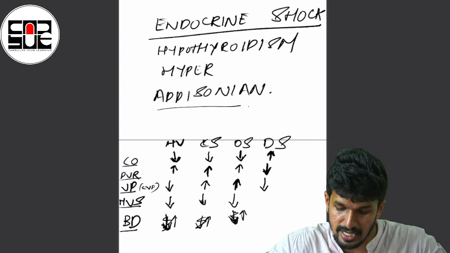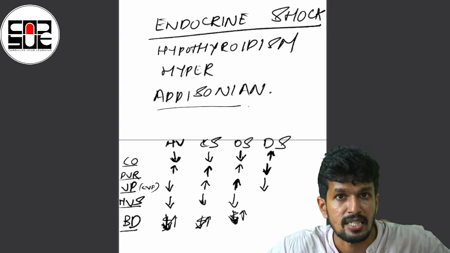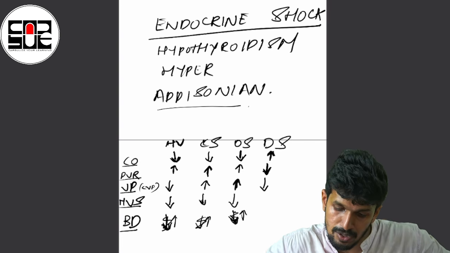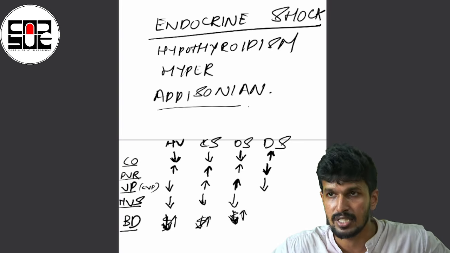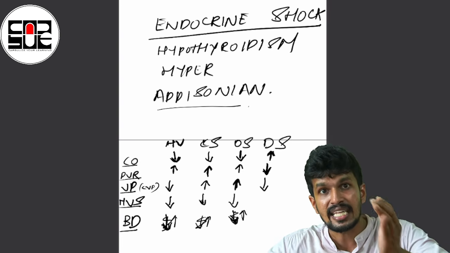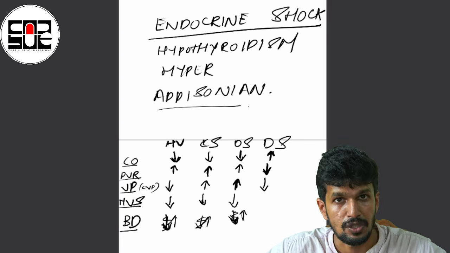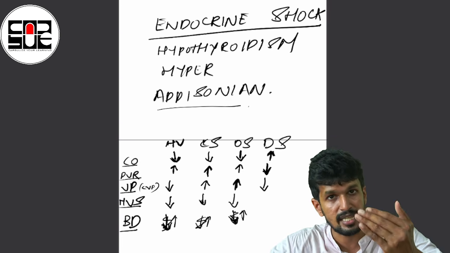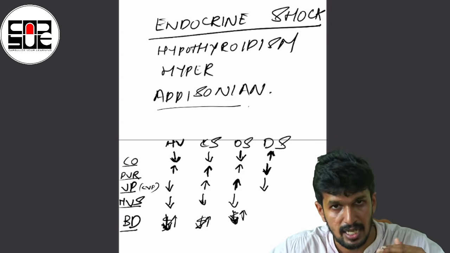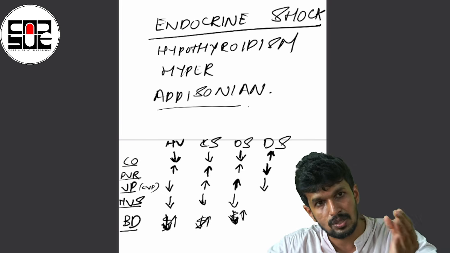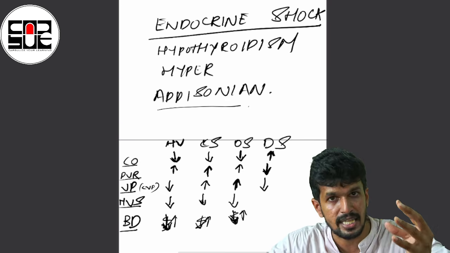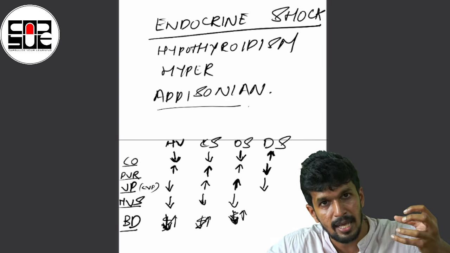Mixed venous saturation. What happens to the mixed venous saturation in distributive shock? Mixed venous saturation will be increased in case of distributive shock. Because it is a case of high cardiac output state. Cardiac output will be increased, and also I told oxygen supply is not getting hindered. What happens to the demand?